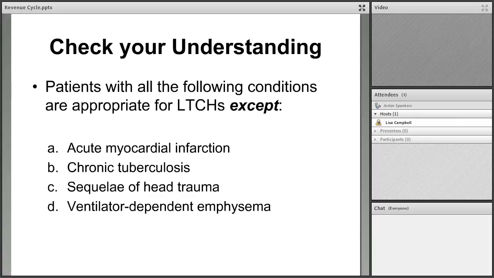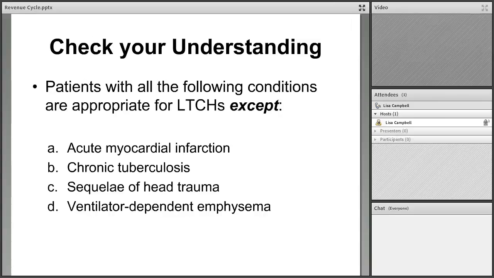Next question. Patients with all of the following conditions are appropriate for LTACs, except. Watch out when they say except. A, acute myocardial infarction. B, chronic tuberculosis. C, sequela of head trauma. Or D, ventilator-dependent emphysema.